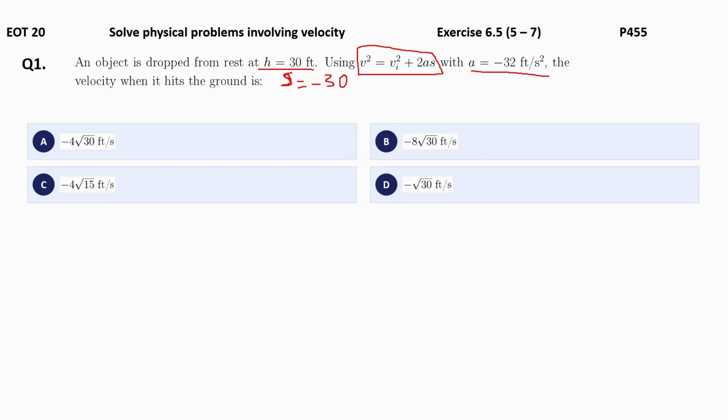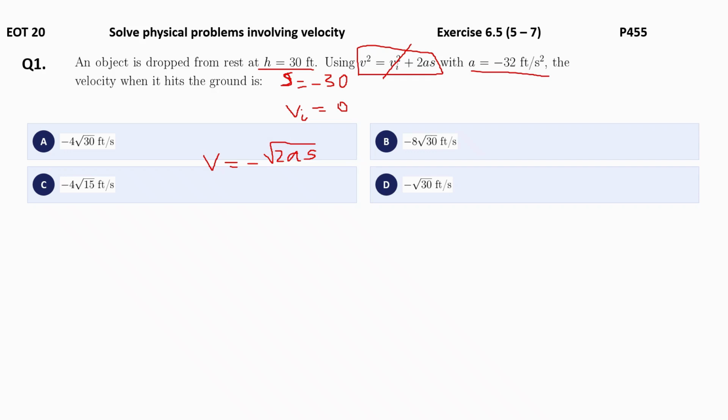Now what about your initial velocity? Initial velocity remains 0. So your vi remains 0. So basically your v is nothing but negative root 2as. Why negative? Because it's moving downward. vi square automatically got cancelled. Then the square root could be positive or negative. We pick negative because it is going downward.